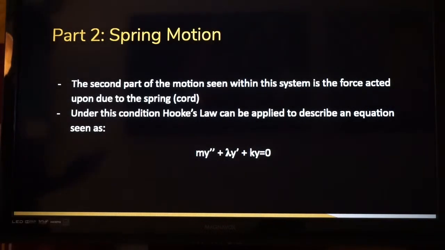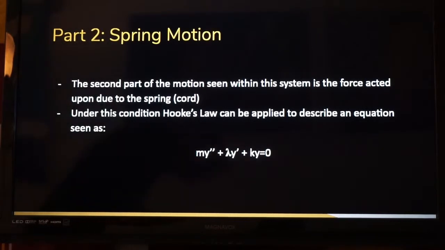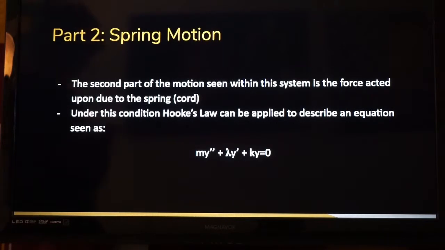Now, the second part of our model is the spring motion. And that is composed of mass times acceleration, Hooke's law, and the damping constant, which can be seen here in our equation of mass times y double prime, or acceleration, plus lambda y prime, or velocity, and ky, which is the spring constant and position.